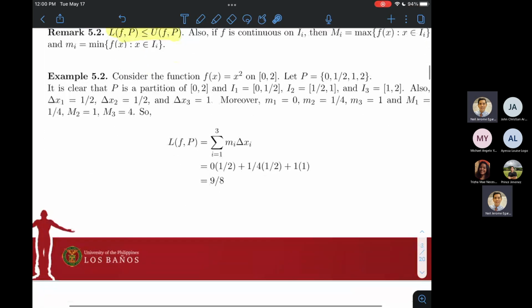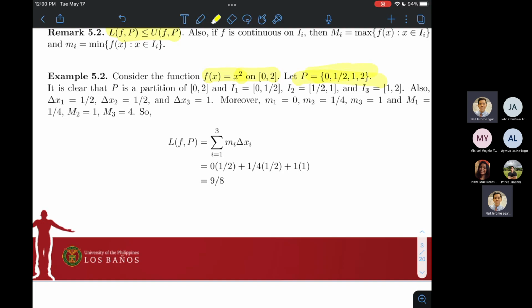And then I forgot yung kinuwento ko pala na example kanina. Gagawin pala sa example 5.2. So okay lang pala na na-spoil ko kanina. So we consider the quadratic function x squared on the closed interval 0, 2. And we consider one partition inducer, yung partition inducer 0, 1/2, 1, and 2. Tapos titingnan natin ano yung lower at yung upper Riemann sum para sa function f with respect to the partition P. Okay?